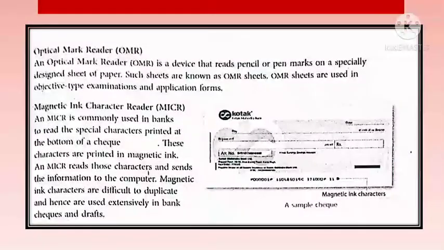Next is optical mark reader. This is also an input device which reads pencil or pen marks on a specially designed sheet of paper. Such sheets are known as OMR sheets, and these sheets are used in objective type examinations and application forms. Further is magnetic ink character reader or MICR.